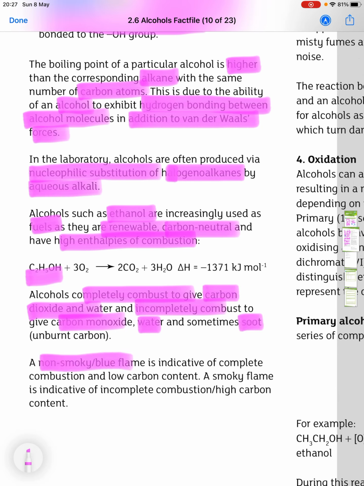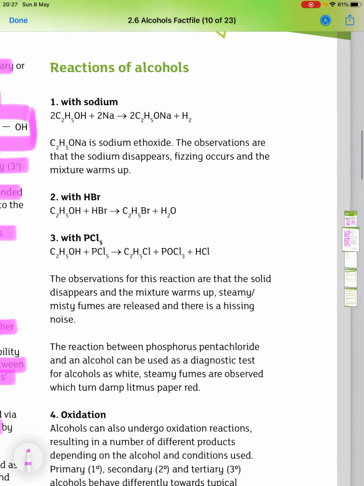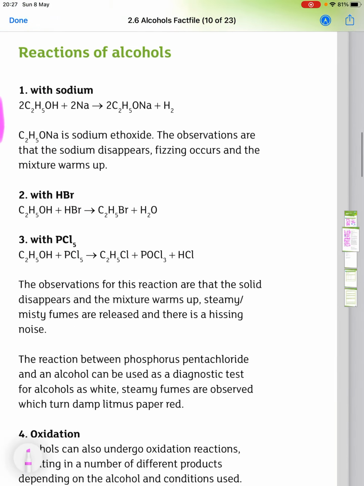So a non-smoky or blue flame is indicative of complete combustion and low carbon content, and a smoky flame is indicative of incomplete combustion and high carbon content. So you need to know some of the reactions of alcohols.